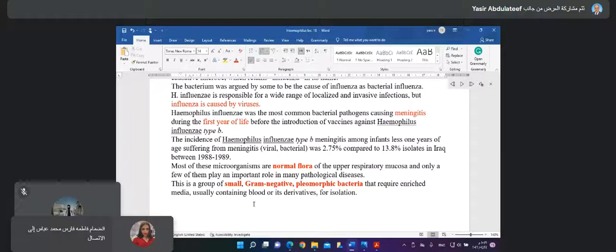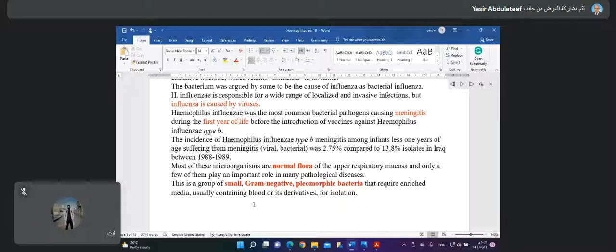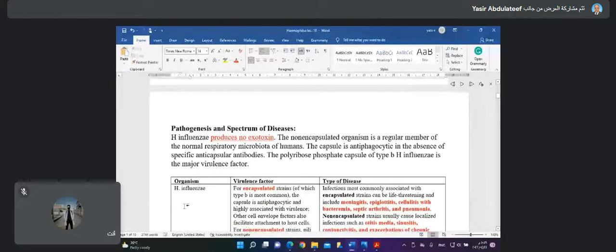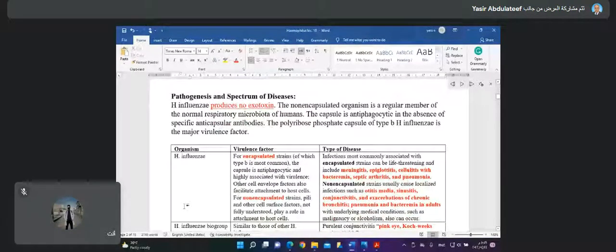This microorganism is actually a normal flora of the upper respiratory tract. It is a small gram-negative pleomorphic bacteria, which requires enriched media and certain derivatives for its isolation. Now, the pathology of this bacteria actually depends on its capsule, mostly. The capsulated are the highly virulent, the non-capsulated are mostly the normal flora. The capsule is the antiphagocytic antigen, the virulence factor that causes meningitis, epiglottitis, cellulitis, bacteremia, and if it disseminates, it might lead to septic arthritis and pneumonia.